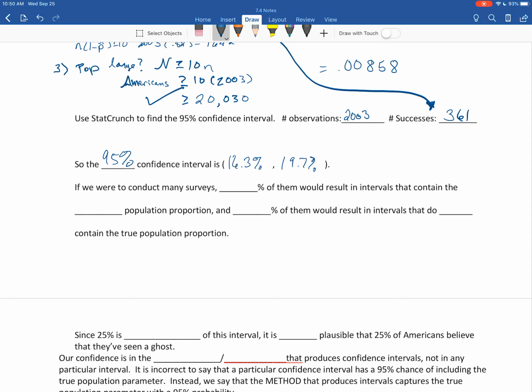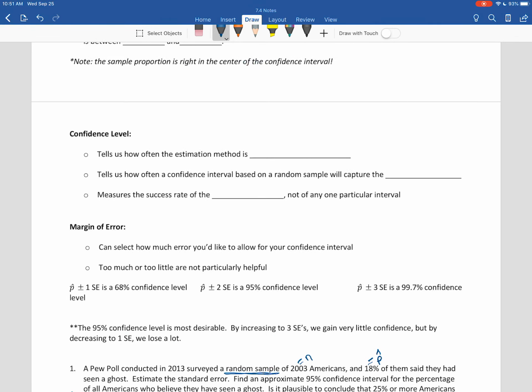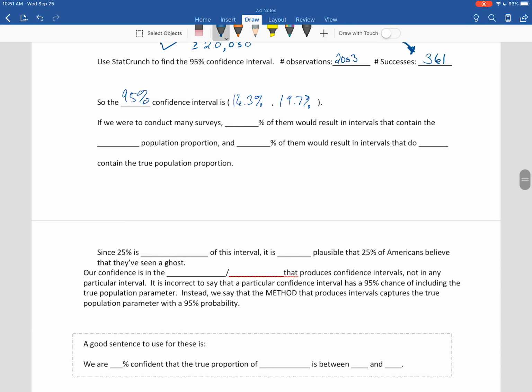It tells us that if we were to conduct many surveys, 95% of them would contain the true population proportion, whatever it really is. And 5% of them would result in intervals that do not contain that true proportion. What's important for us is that inside this interval is where we are 95% confident that the true value is in there somewhere.